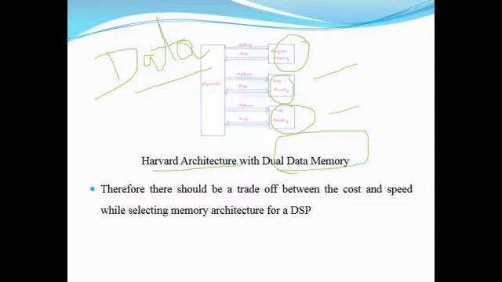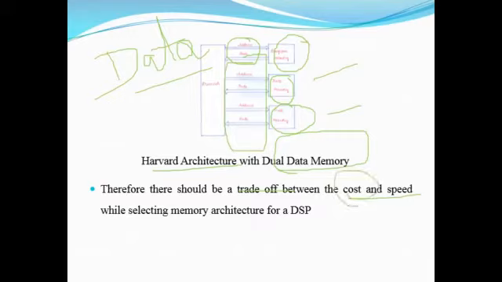Whatever access is done by the program memory for address and data, the same operation is carried out by these dual data memories. But there should be a trade-off, as I already told you, between speed and cost. When I go with the dual data memory, the architecture complexity is very high, because it has two different data memories and a single program memory, so the architecture becomes more complex compared to an architecture which has only a single program memory and a data memory.